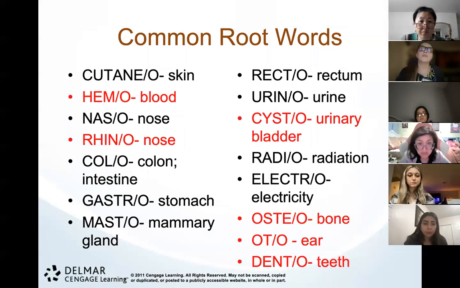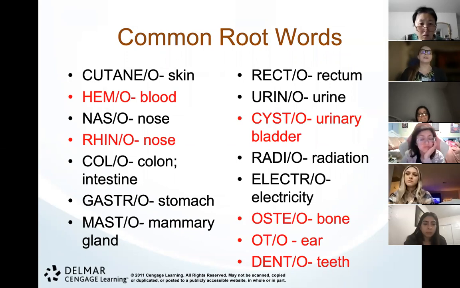Some more common root words that we have: cutane, which is skin. So think of the subcutaneous layer. A subcutaneous injection, sub being under, cutane, skin. So giving an injection subcutaneously, under the skin. Hemo, again, getting back to that, that's blood. Naso, when we're referring to the nose, we can also use the term rhino. Think of rostral, which kind of sounds like rhino.